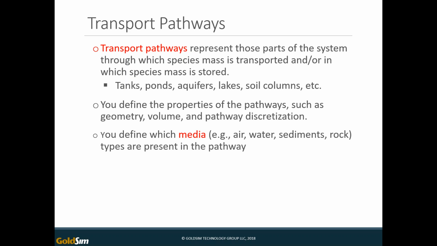You have to define the properties of these pathways. How big are they? How much water do they hold? How much sand do they hold? How should I discretize them? And then you have to define the media that are inside these pathways. So if I were to define a pathway that consisted of a pond, I might say, well, this pond contains water and some sediment at the bottom of the pond. So I have to tell GoldSim how much water is in the pond, how much sediment is in the pond.